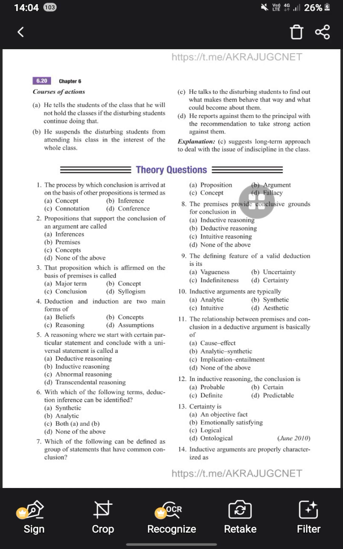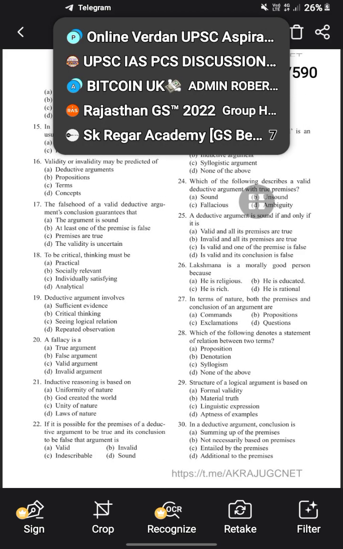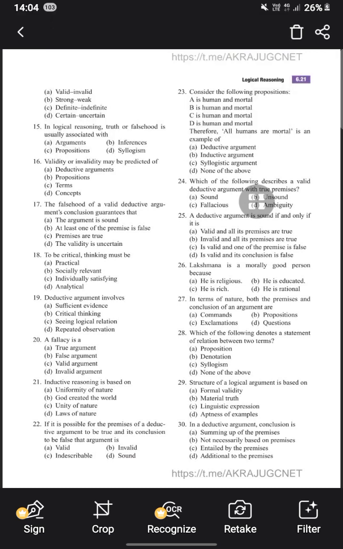Certainty always is logical. Inductive arguments are characterized by, that is B, strong and weak. In logical reasoning, truth or falsehood is usually associated with the proposition. Validity or invalidity may be predicated of the deductive argument. Validity and invalidity apply to deductive arguments.